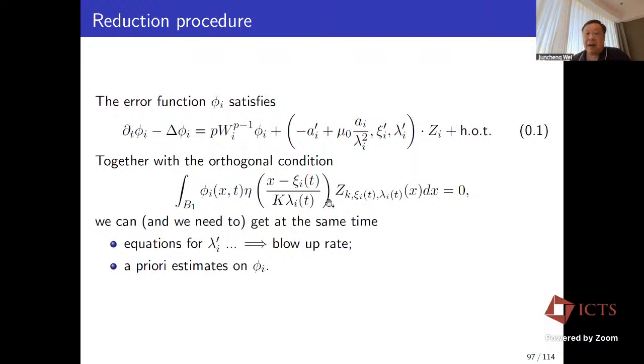Okay, and at the same time we should get an estimate for phi_i and estimate for lambda_i. Now, so what we're doing is the reverse way. We assume we already have a solution. We decompose into the inner part and the outer part. And for the inner part, we need to get the estimates and at the same time get the dynamics.